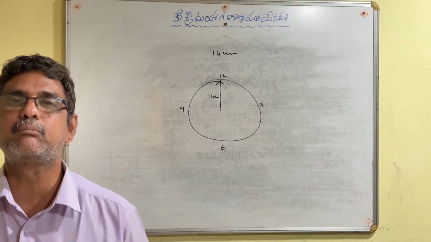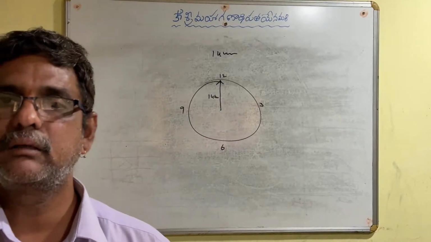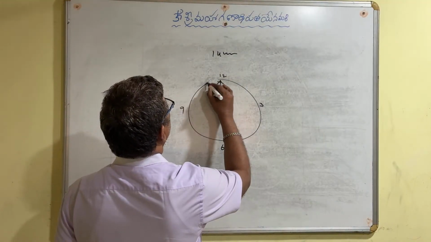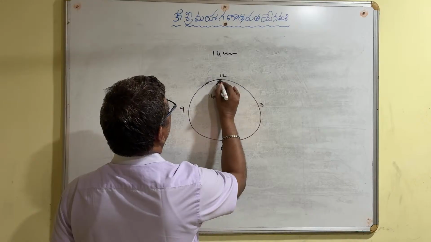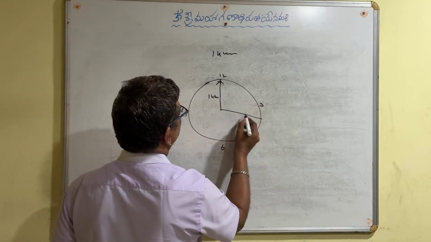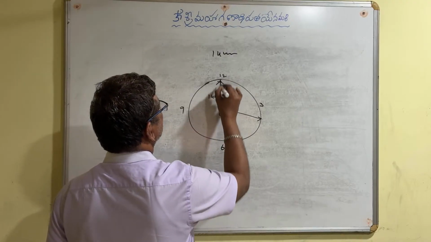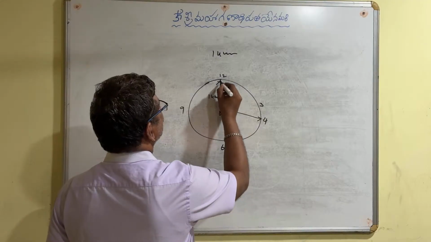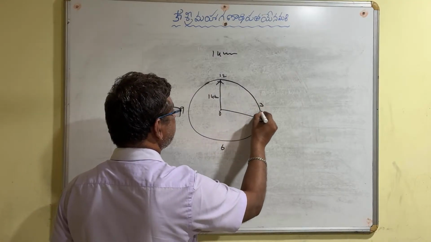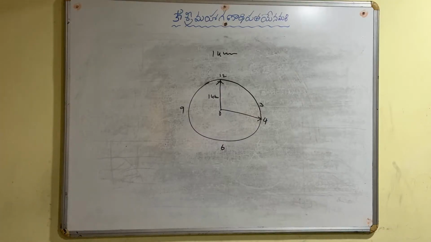How far its tip moves in 20 minutes? This is the question. How far its tip? దాని టిప్ అంటే ఏది? ఇది. 20 minutes అంటే ఇక్కడ కదా, 3 తర్వాత కదా 4 అంటే ఇక్కడ. This is the initial position. ఇది 4. సో ఇది ఇక్కడి నుంచి ఇక్కడికి రావడానికి how far its tip moves in 20 minutes?